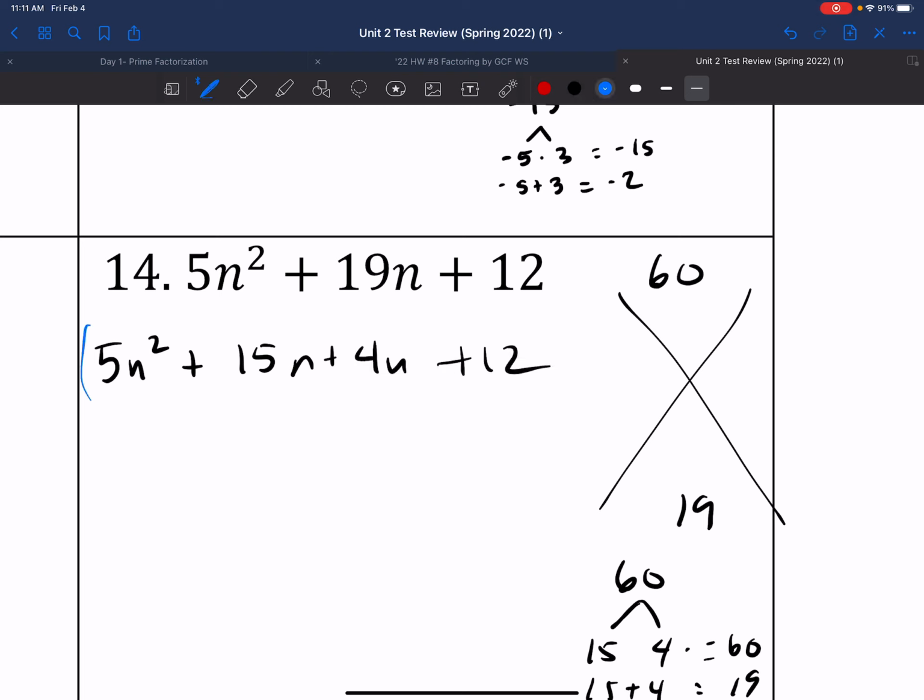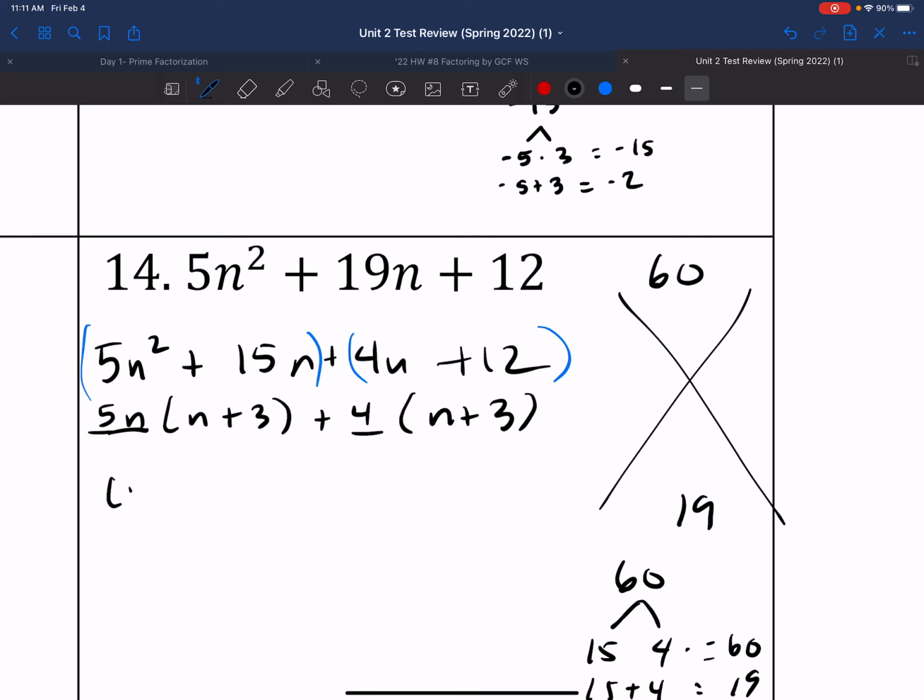And I'm going to split. So then I have 5n squared plus 3. Actually, no, I should put an n here. n plus 3. Yes, that's right. And then I'm left with this as my answer.